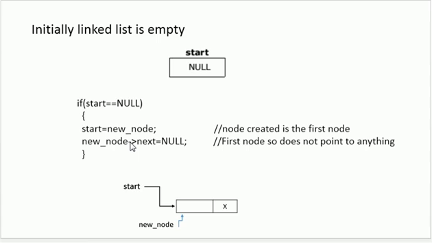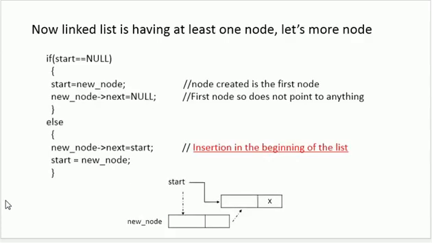So once I have done this, now my linked list is not empty. Now my start pointer is not empty. Start pointer is containing the address of the new node. Now after that, whenever I want to make more allocations, then this else part will be executed because now start is not null. So what I am going to do, either I am going to add something in the beginning of the list or I am going to add something at the end of the list.